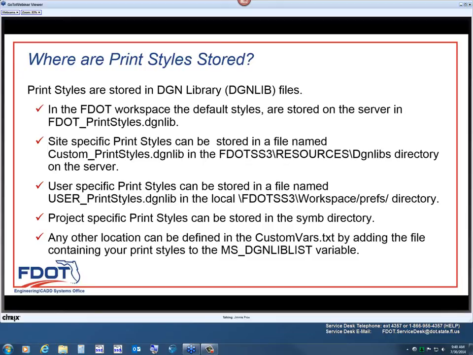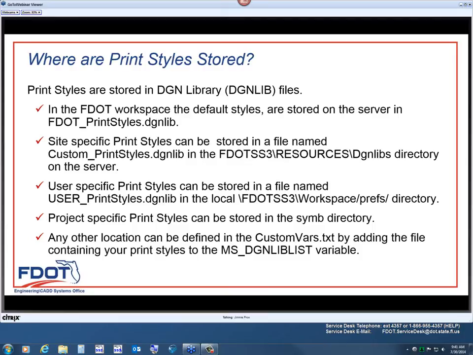And by default, the FDOT print styles are stored in the FDOT SS3 resources DGN Libs directory, and it's stored in a file named FDOT printstyles.dgnlib. We also make provisions to where if you wanted to create your own print styles, you could create a file in that same directory and name it custom_printstyles.dgnlib.